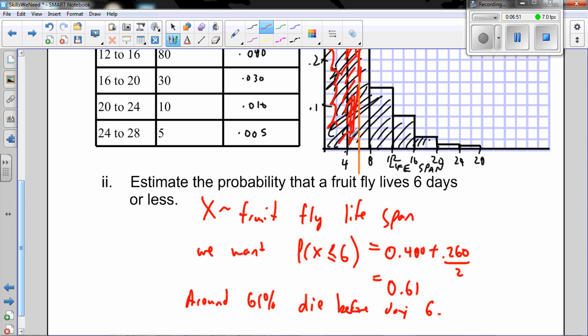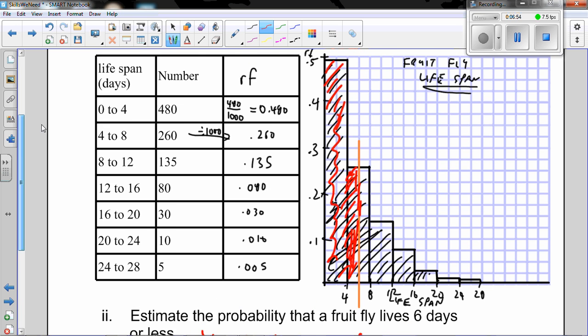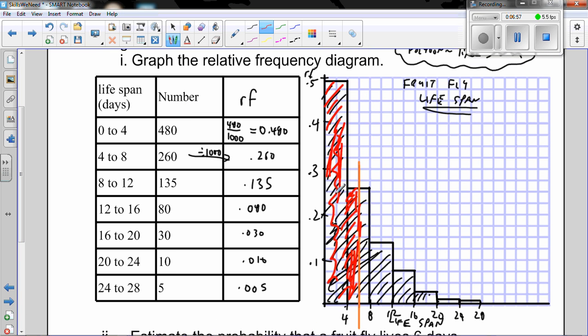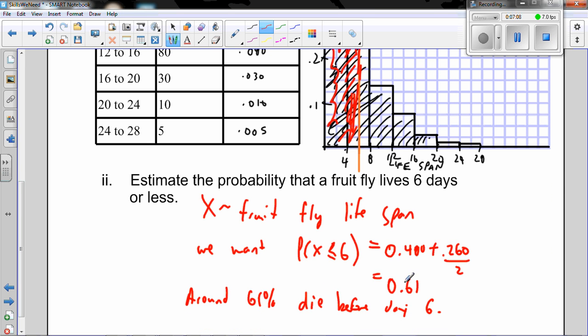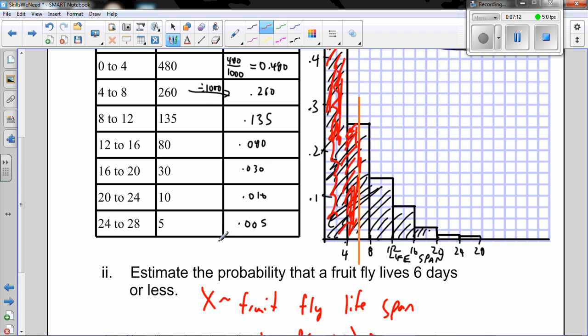Now, one thing I want to mention is this was kind of a probability question that was based on data that were collected. We observed this, but it allowed us to make a probability statement, right? This is kind of like experimental probability, wasn't it? Experimental probability.